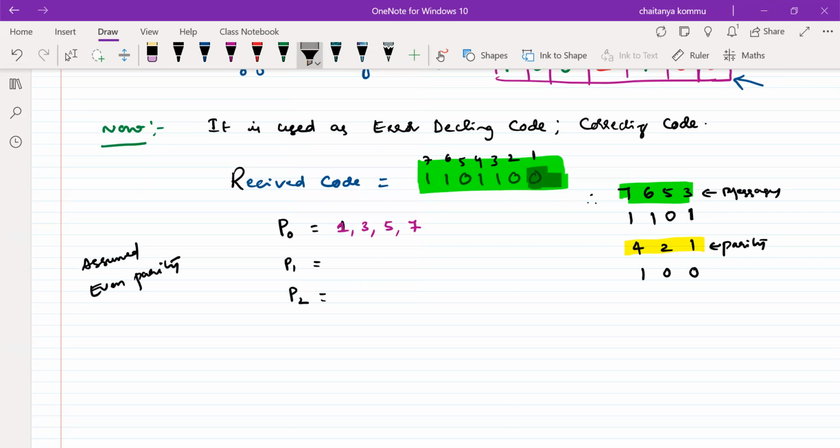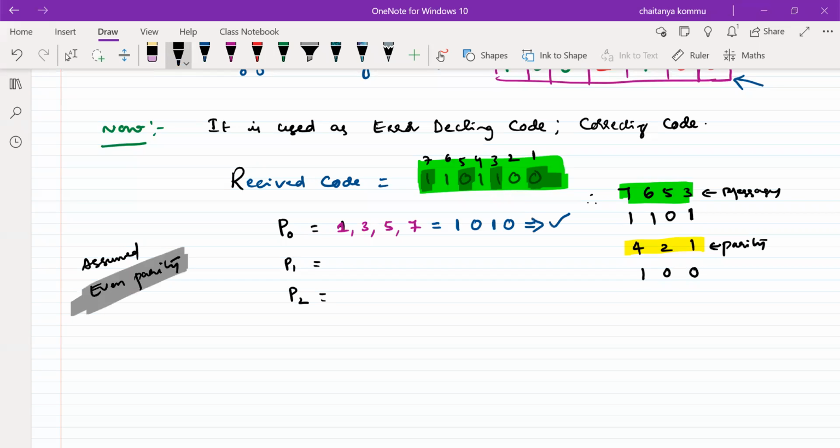So the 1st position, 3rd position, 5th position, 7th positions are required. So for that one, what is this value? 1, 0, 1, 0. Therefore, we have to identify whether it is an even parity or odd parity. It is even parity. Therefore, we have to check mark for this one. So it follows the even parity.